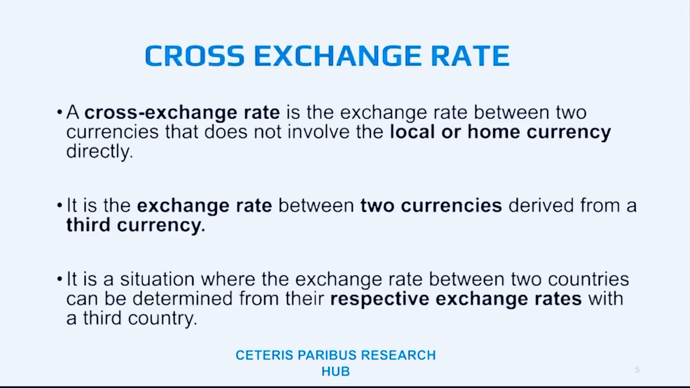So cross exchange rate is like a transitive rule, which says that if A is better than B and B is better than C, then definitely A is better than C. So in other words, you can derive the relationship between A and C, since you know that A is better than B and B is also better than C. So it's something like that.